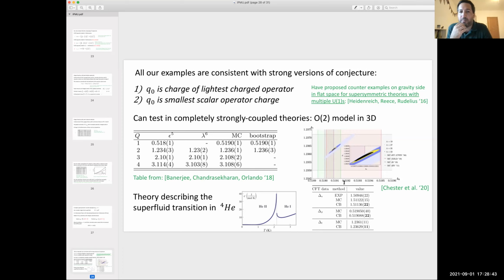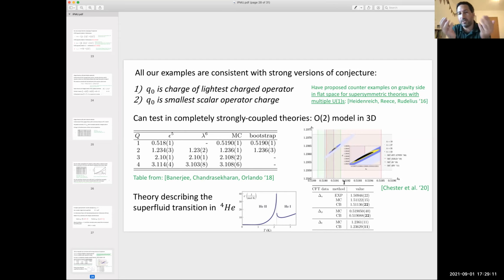In flat space, there are proposed counterexamples to these in supersymmetric theories, but in flat space and with multiple U1s. So the multiple U1 statement is slightly different. It's the statement that if you have multiple U1s, then it's not true that if you choose any ray along the lattice of possible charges, then the smallest charge along that ray satisfies the conjecture. But if you project everything down to a single U1, so if you look at single U1 examples, there is no counterexample. So it may well be that it's true. We don't know, but everything we've checked so far is true with these stronger versions. So these are good things to try and check.